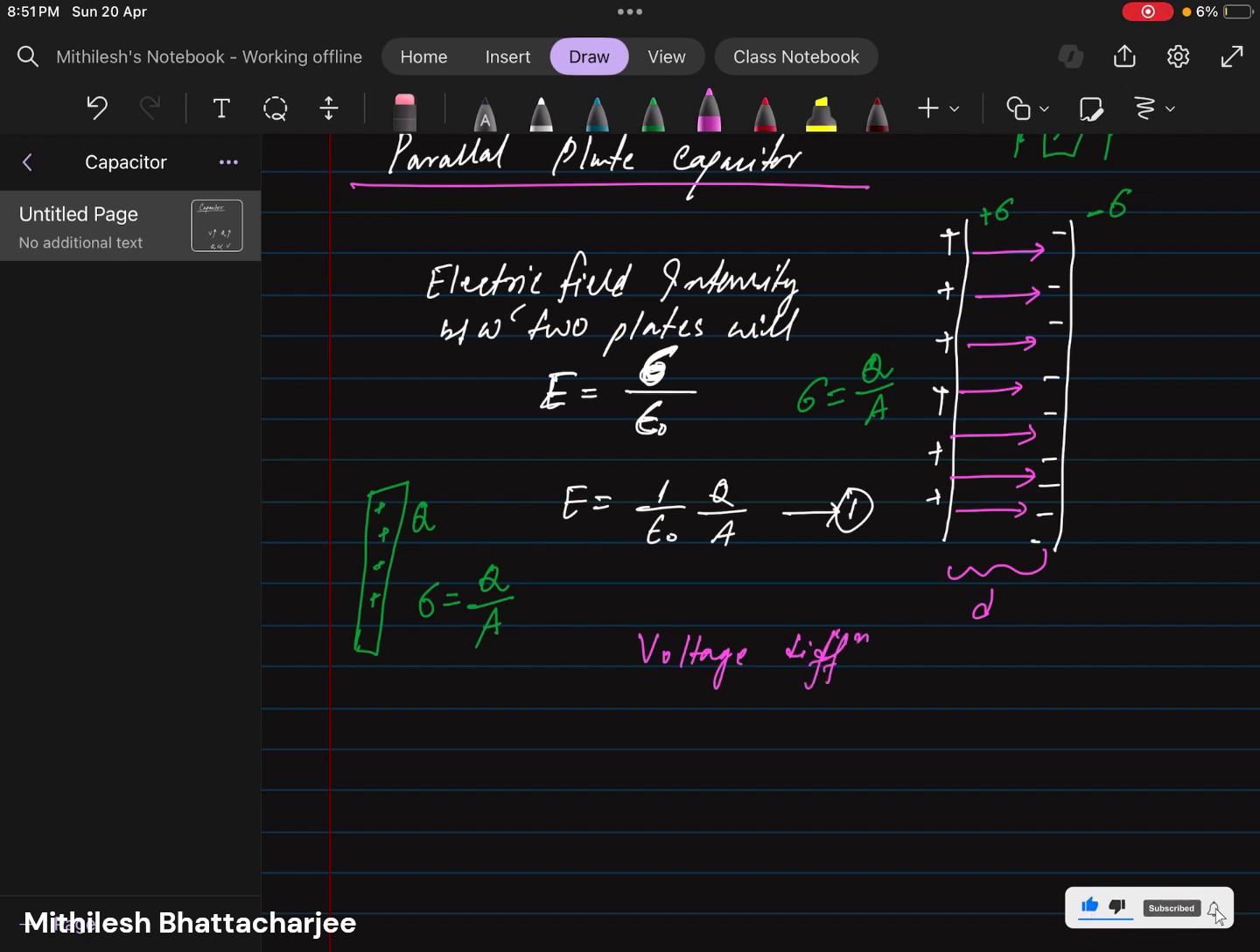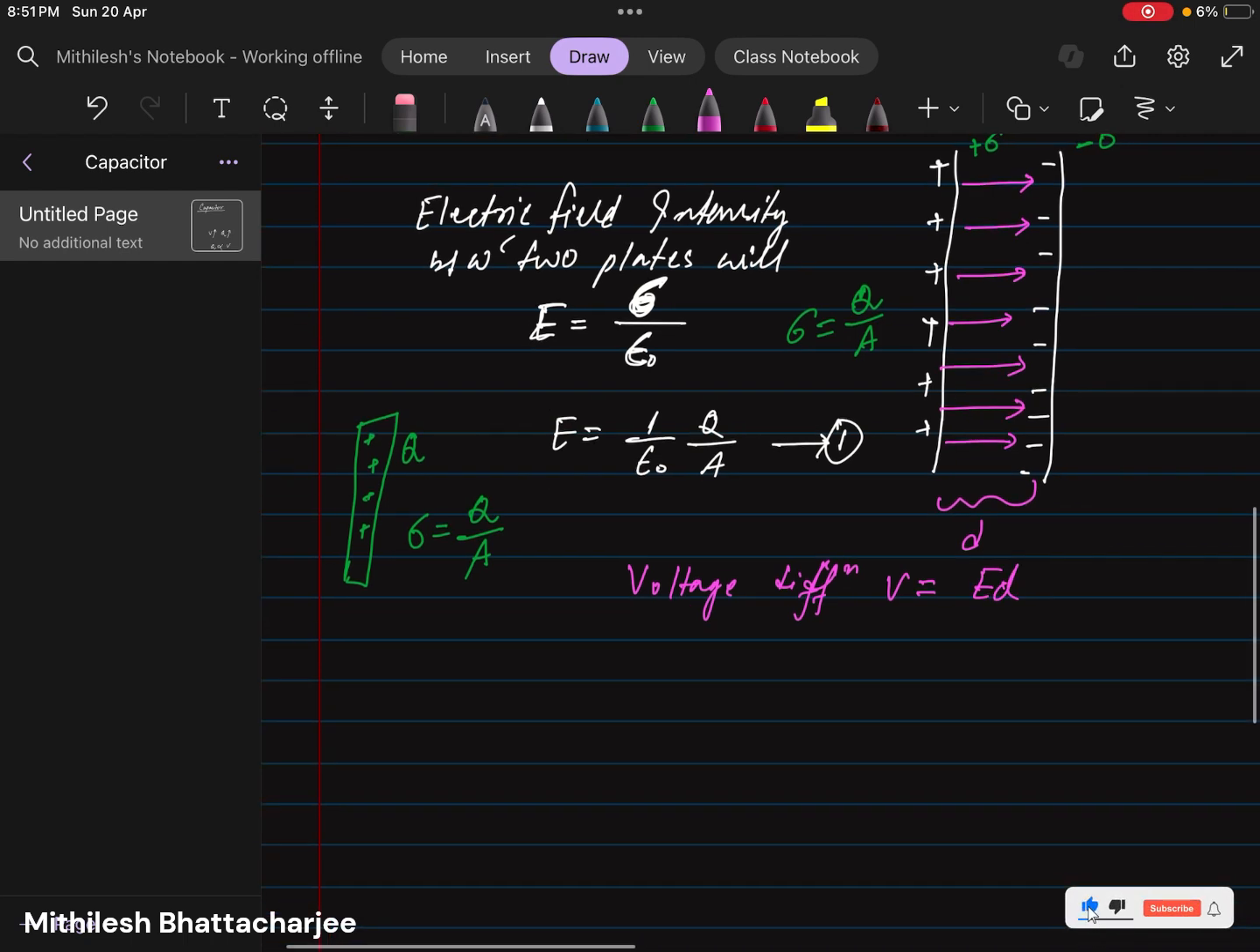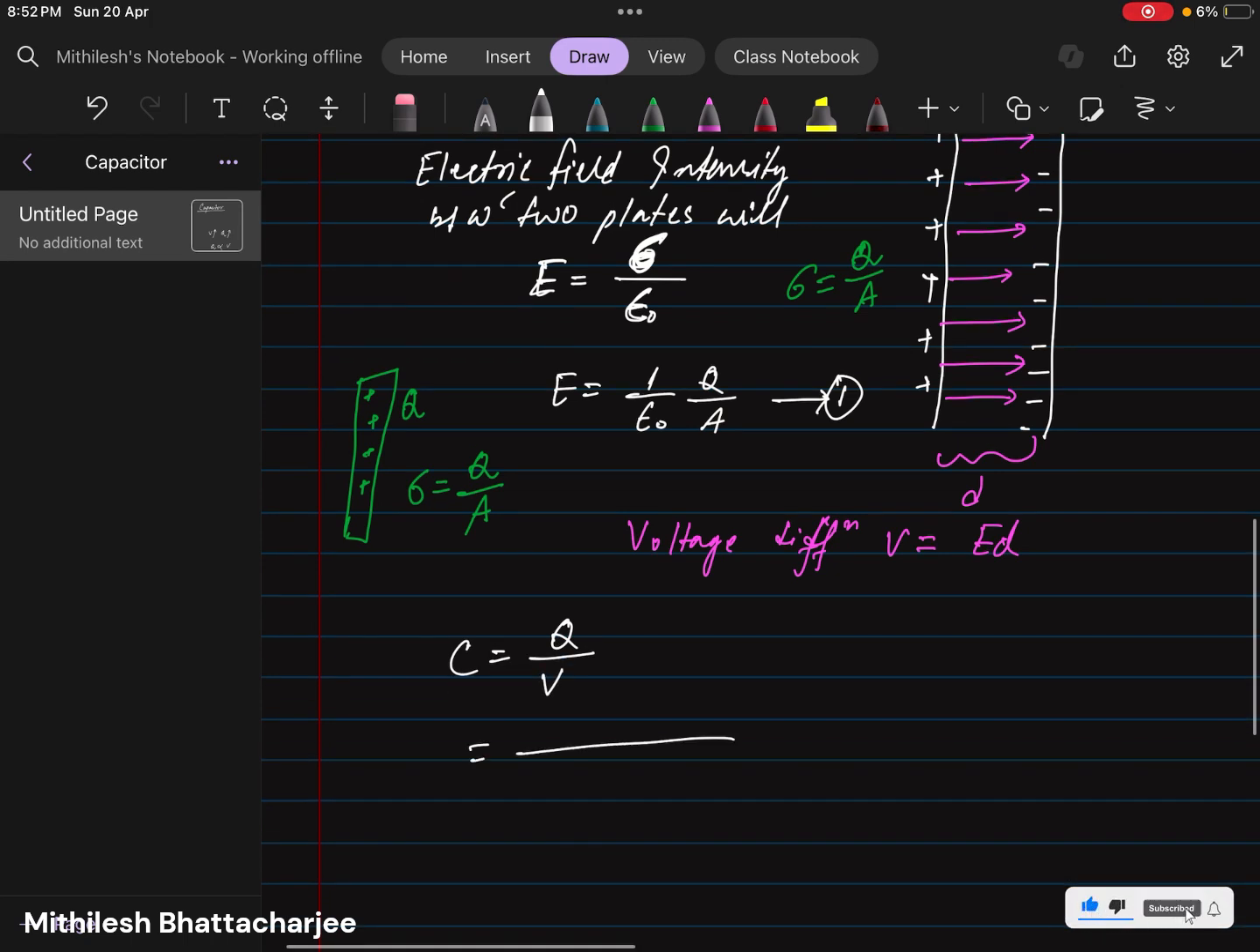Voltage difference V will be what? E into D. Now the formula of capacitance is C equals Q by V. Now just put the V. V is E into D, and Q from 1.